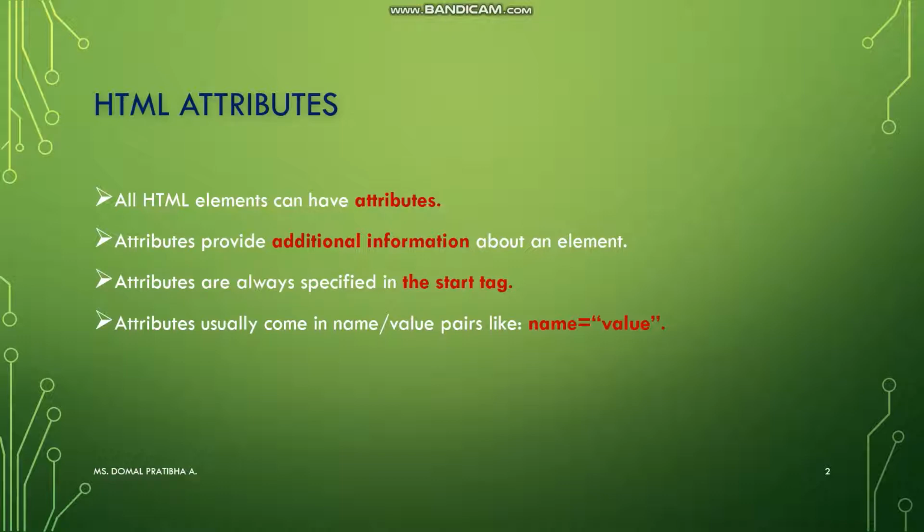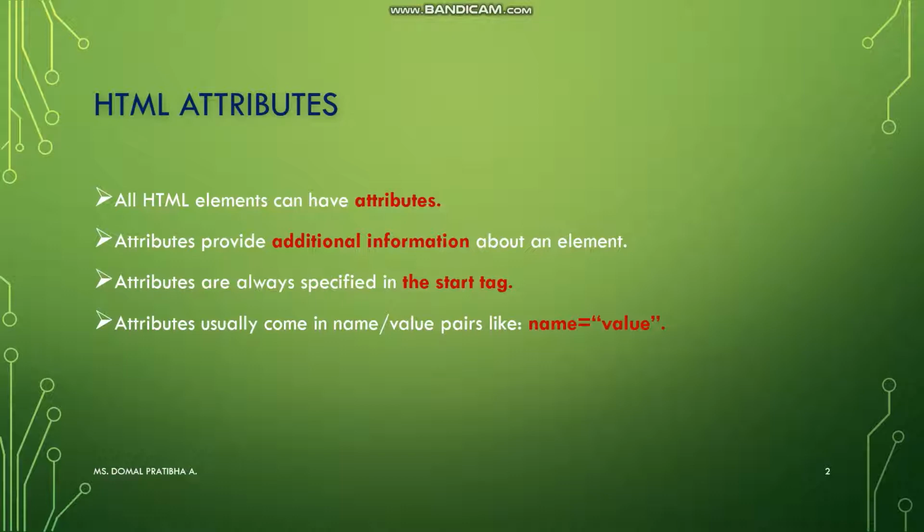We have seen a few HTML tags and their usage, like the p and h1 tags. We have used them so far in their simplest form, but most HTML tags can also have attributes, which are extra bits of information. All HTML elements can have attributes. Attributes provide additional information about an HTML element.